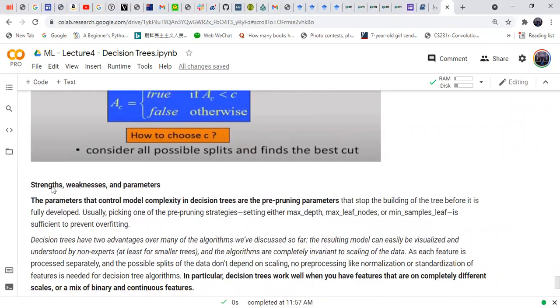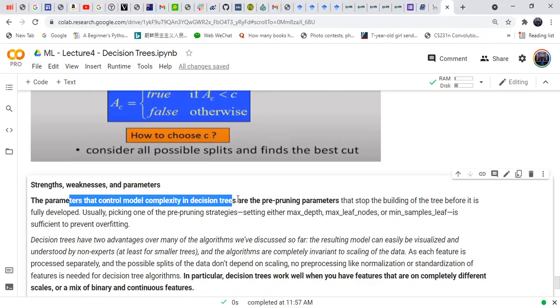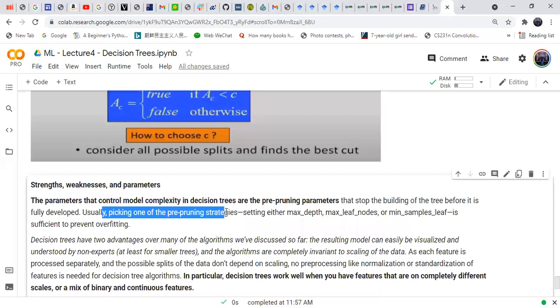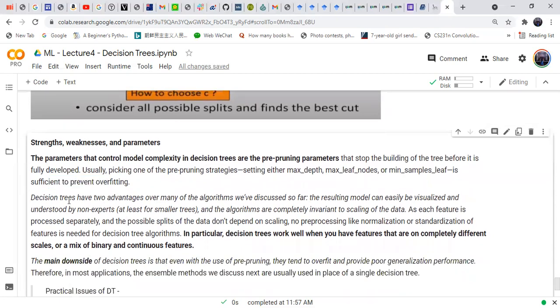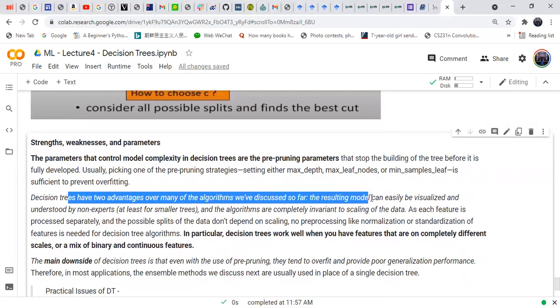Then we talk about the strengths, weaknesses, and parameters. The parameters that control model complexity in decision trees are the pruning parameters that stop the building of the tree before it is fully developed. Usually picking one of the pruning strategies, either max depth, max leaf nodes, or minimum samples per leaf, is sufficient to prevent overfitting.